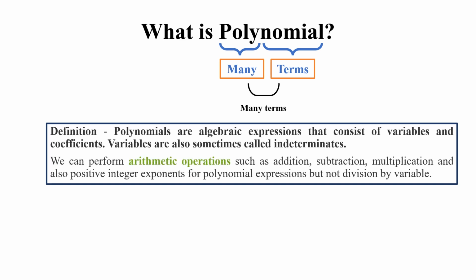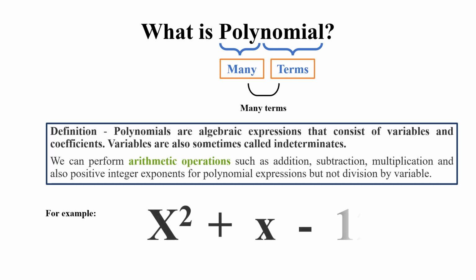So we can perform arithmetic operations, and previously I told you: addition, subtraction, multiplication, and also a positive integer as exponent for the polynomial expression. We make the polynomial expression by these operators. But division by the variables is a problematic situation. So this is the simple thing.